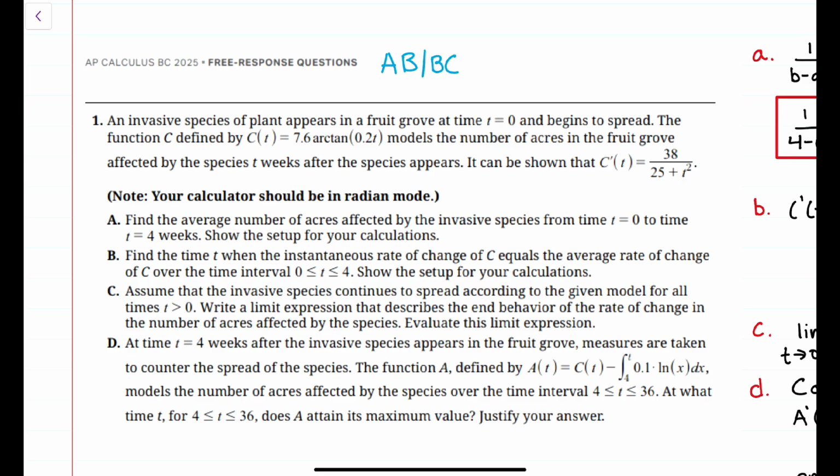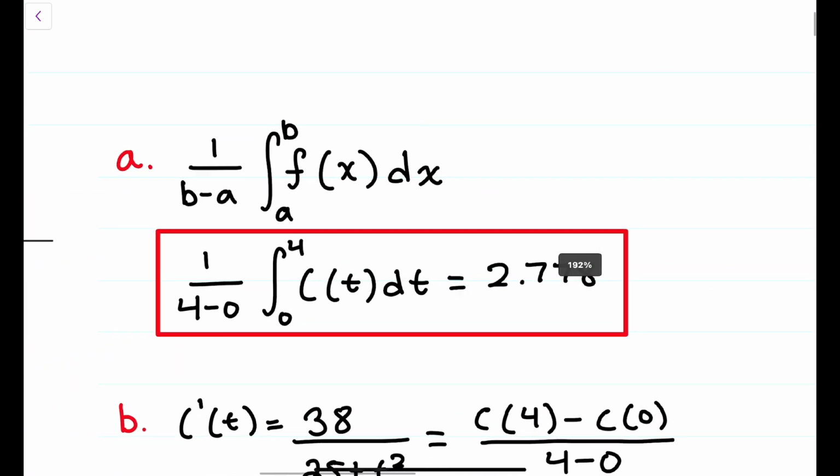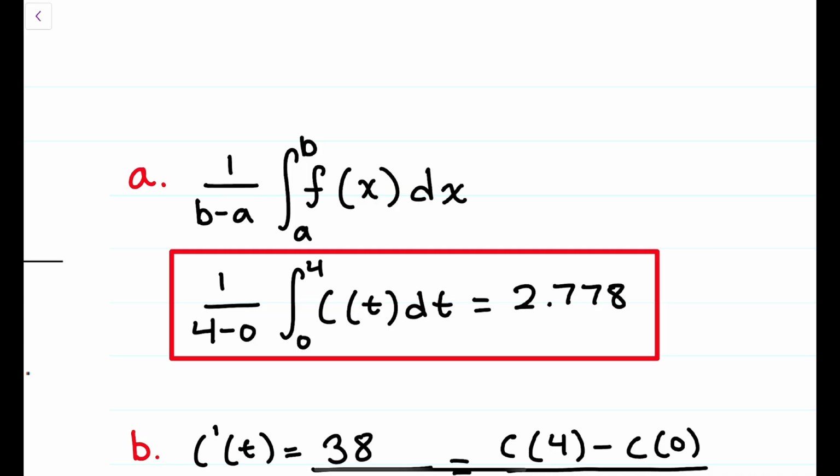So the first FRQ is both an AB and BC FRQ, and it asks us about invasive species of plants, and it begins to spread, and we're given C of T, which is the number of acres. So part A asks us to find the average number of acres affected, and so the number of acres is C of T, so we just use the average value formula on C of T, and that's from T equals 0 to T equals 4. We plug that into our calculator, and we get that it's approximately 2.778.